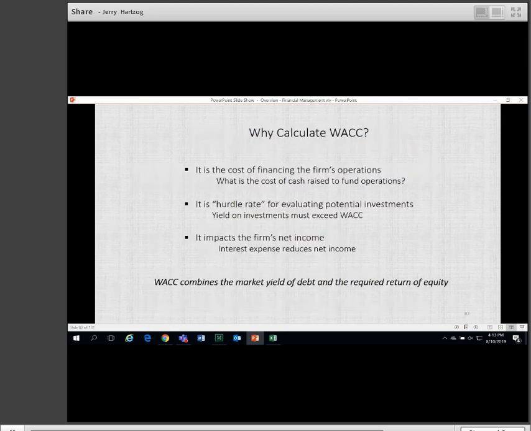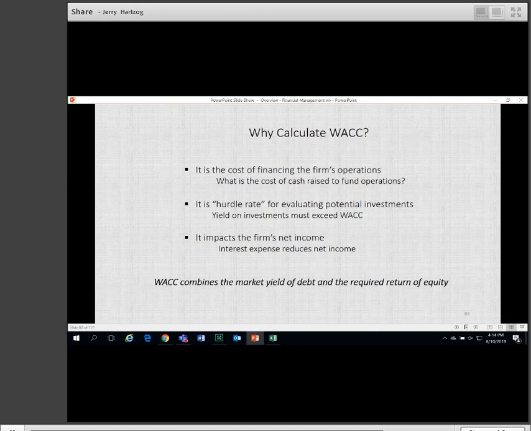So why do we calculate WACC? Well, fundamentally, it's the cost of financing the firm's operations. The firm sells stocks and bonds in order to raise cash to fund the production and sale of the product. So in any activity, you want to know what are your costs. Second is the hurdle rate for evaluating potential investments. Now, we'll get into that a lot more in the next session of the webinar.